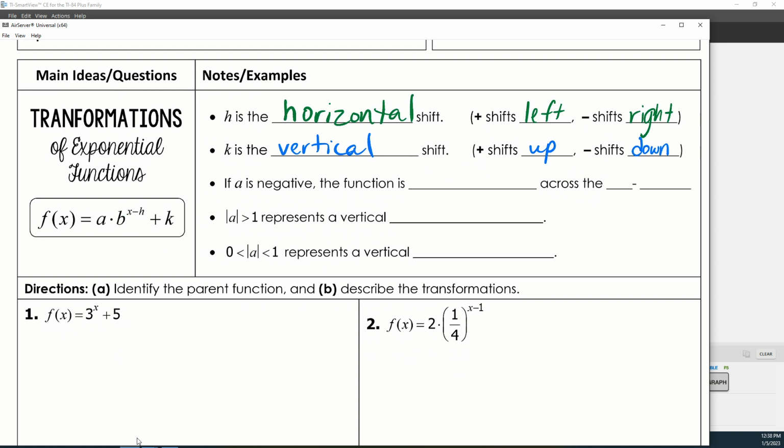Okay. And then A tells you two things. So it tells you if there's a reflection. So if this number in the front is a negative, then there is a reflection across the x-axis. So you just check for a negative out there for reflection. And then it also can stretch or compress. So if that number is greater than 1, it's going to be a vertical stretch. And if that number is between 0 and 1, a smaller number, it's going to be a compression.